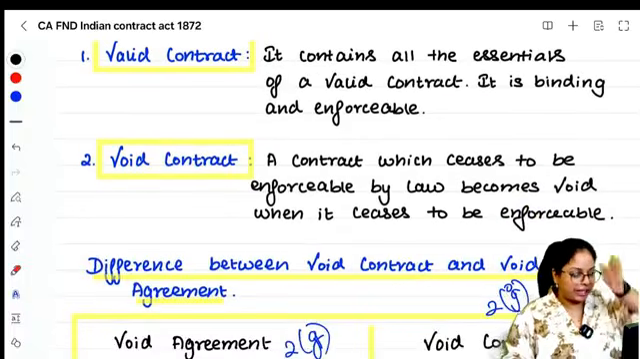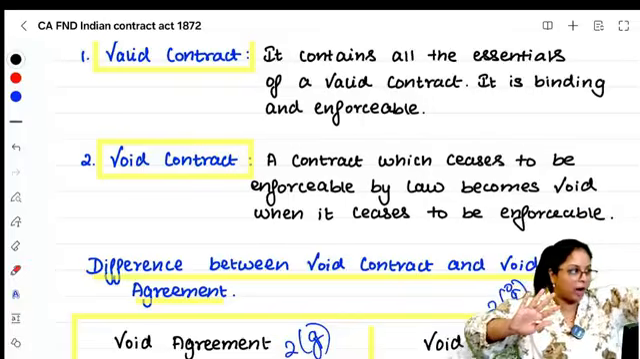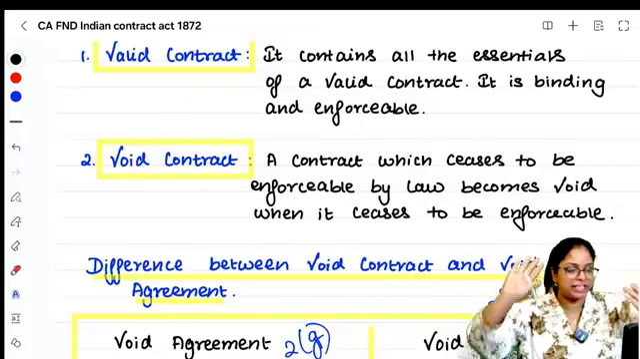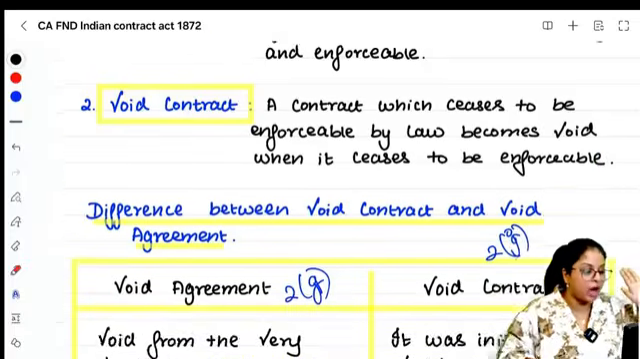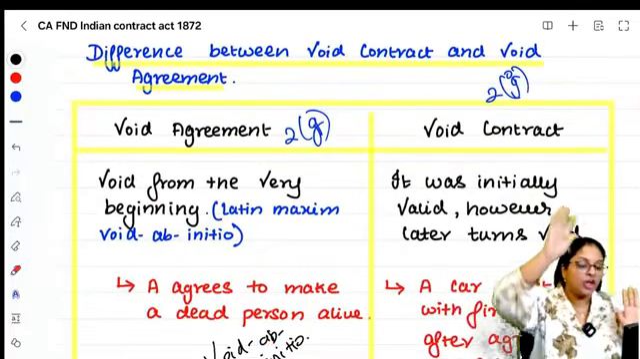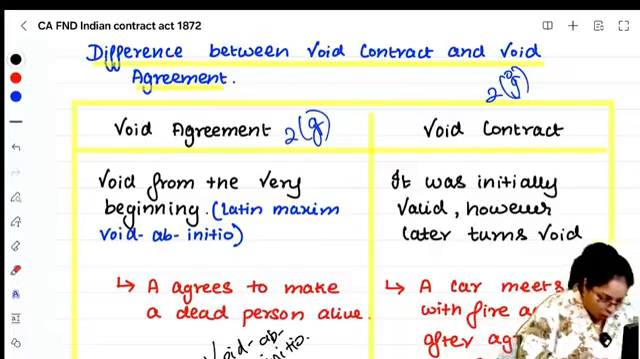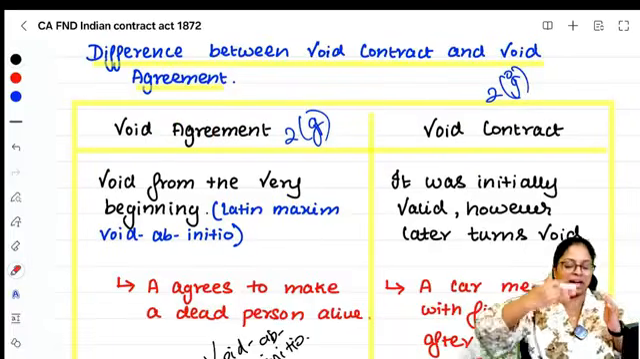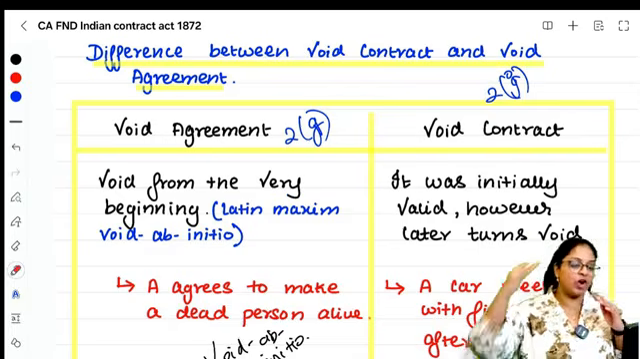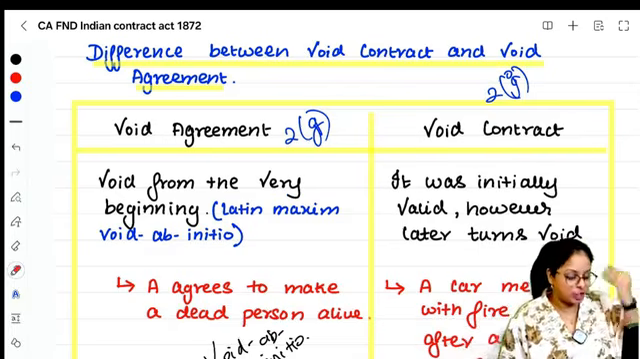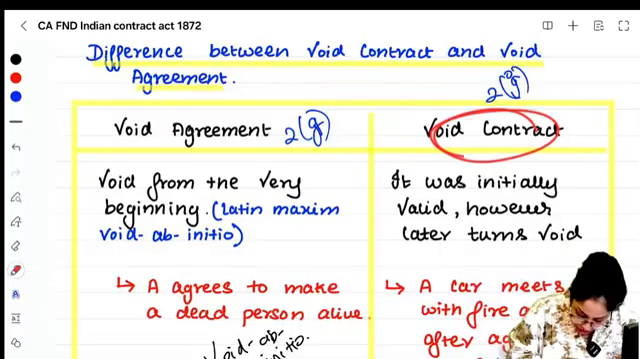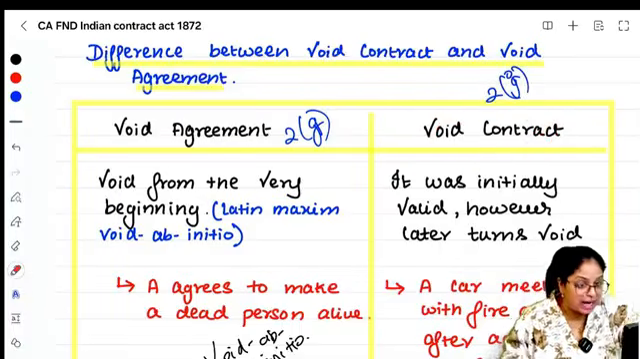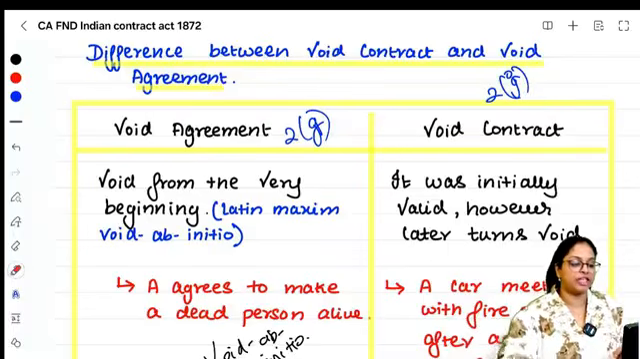Next is void agreement and void contract. 2G, 2J. You remember 2G is for what? 2G is for void agreement, 2J is for void contract. What does void agreement mean? The Latin maxim is void ab initio, which means it is void from the very beginning. And 2J is when you entered, it was valid, but after that something happened because of which it became void.